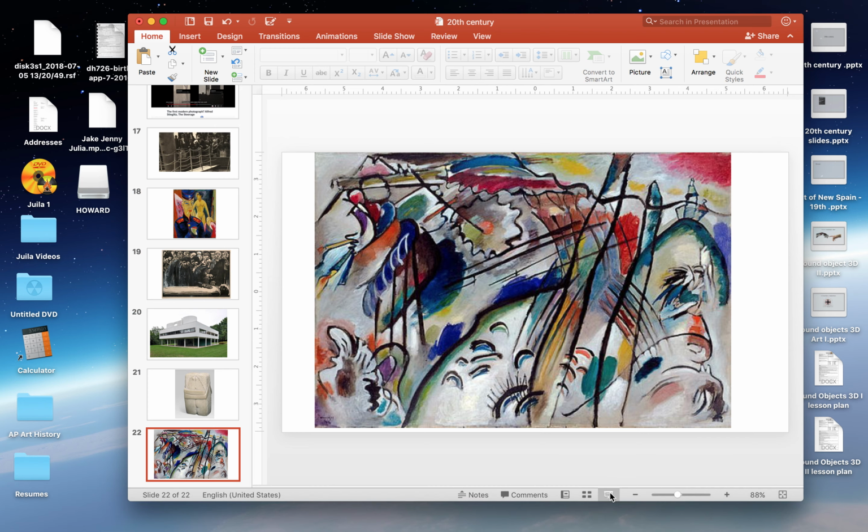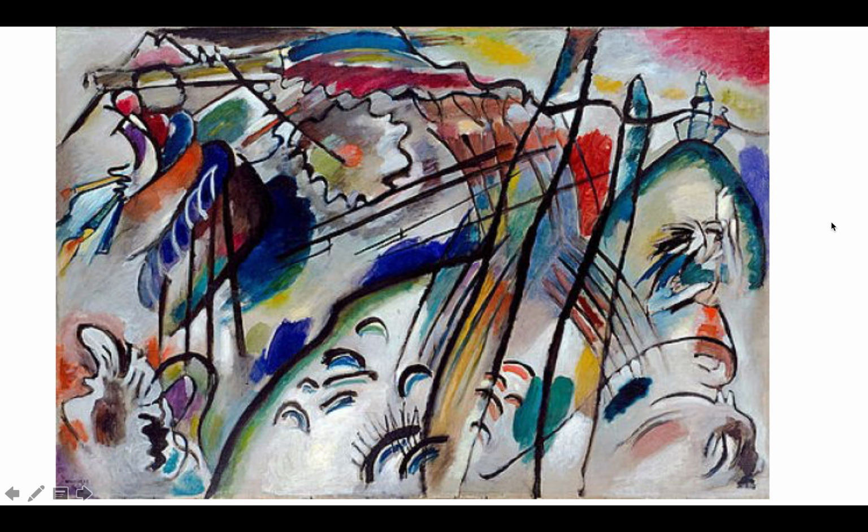For APR history for today, we are going to look at this painting. It's called Improvisation 28. This is the second version, 1912, oil on canvas, and the artist is Wassily Kandinsky. That's a name.